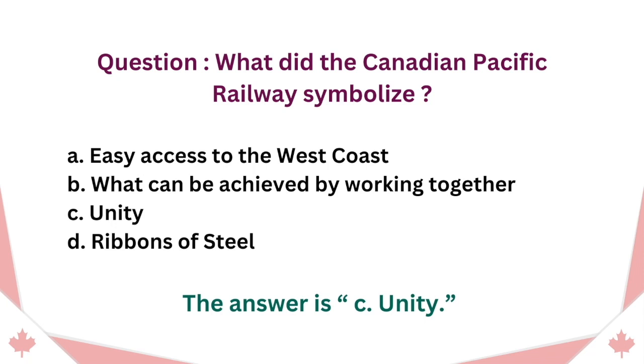Question. What did the Canadian Pacific Railway symbolize? A, easy access to the West Coast. B, what can be achieved by working together. C, unity. D, ribbons of steel. The answer is C, unity.